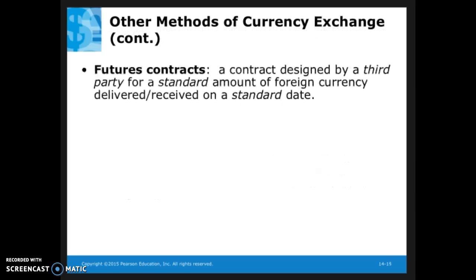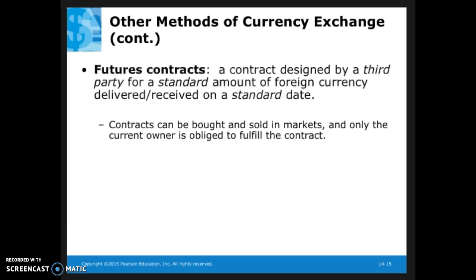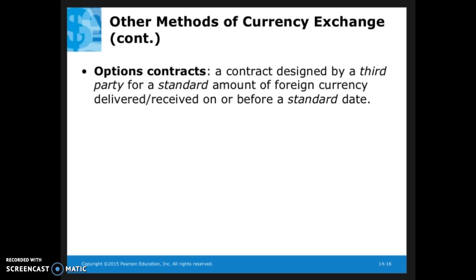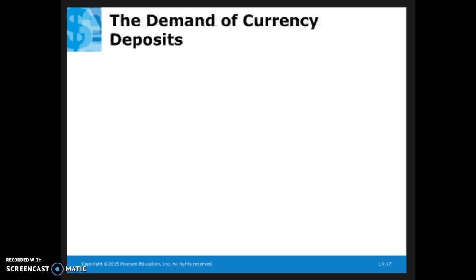So let's look at other methods. We have futures contracts, which is a contract designed by a third party for a standard amount at a standard date. These are bought and sold on the market, and only the current owner is obliged to fulfill the contract. We also have options. These are bought and sold in markets. This gives the owner the option, but not the obligation, of buying or selling.